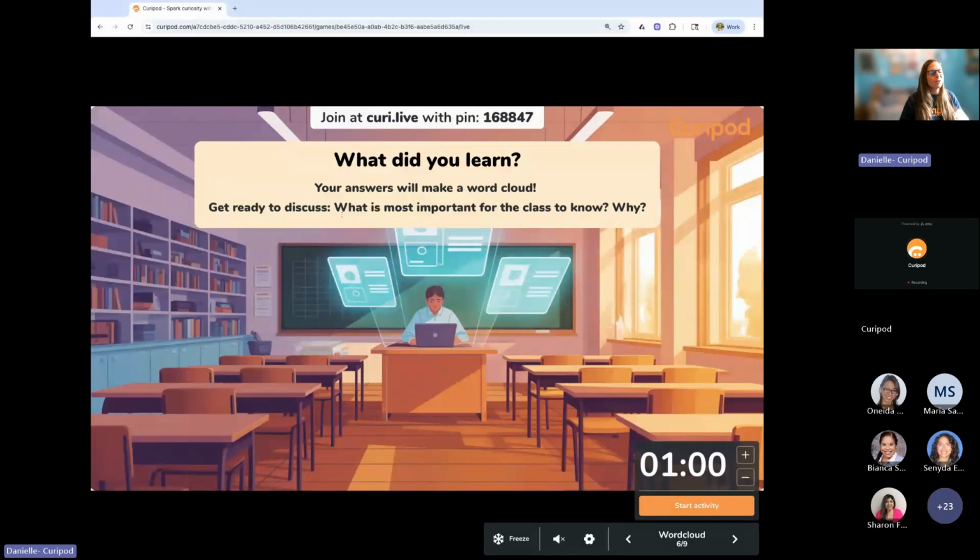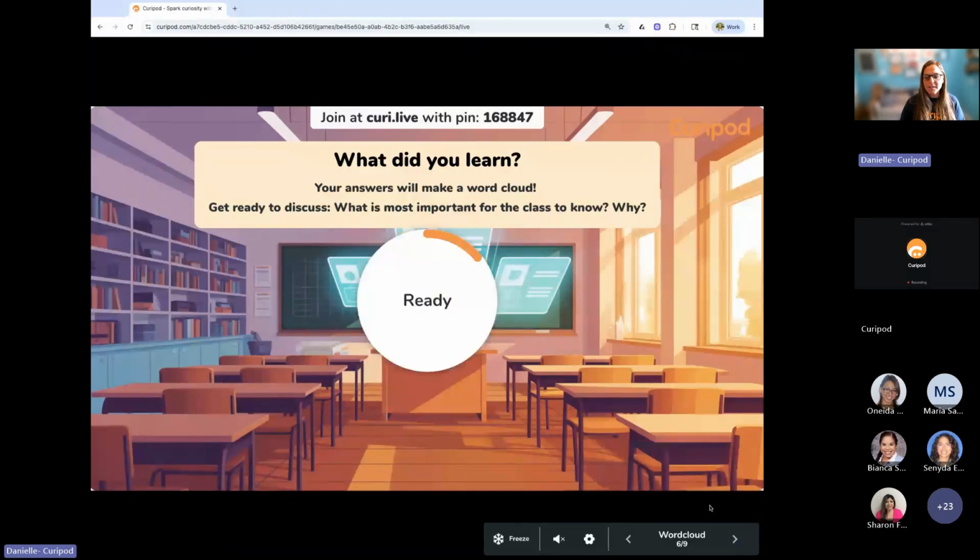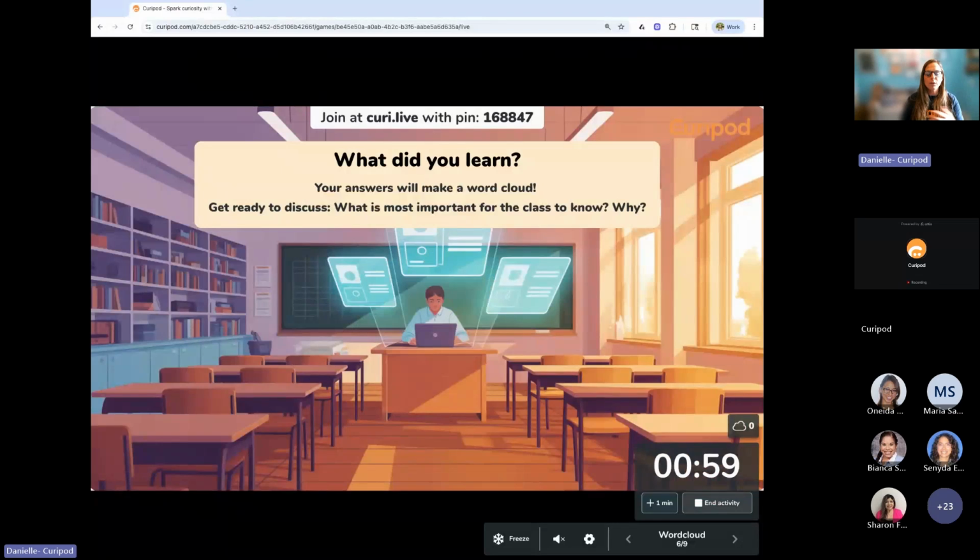So far, what have you learned? I'm curious, what have you learned from what we've talked about so far? This is one word, and it's just going to generate a word cloud. What have you learned so far in this session? I'm doing a check-in. We're only 15 minutes in, but hopefully so far you've taken away something.